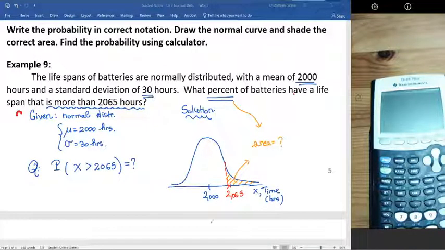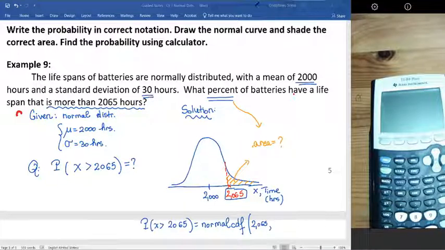In order to find that, we will simply use normal CDF. So I'll write this down again. Probability that X is greater than 2,065 hours is normal CDF. Looking at the lower bound, 2,065. Looking at the upper bound, well, there is no end to this, right? So that should be infinity, which we know this is E99, as we put it on the calculator. The mean is 2,000 and the standard deviation is 30. So don't forget about adjusting these two values.